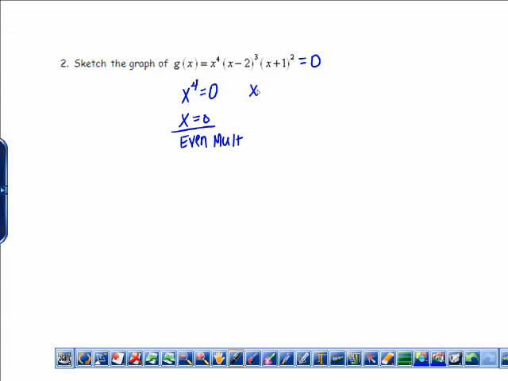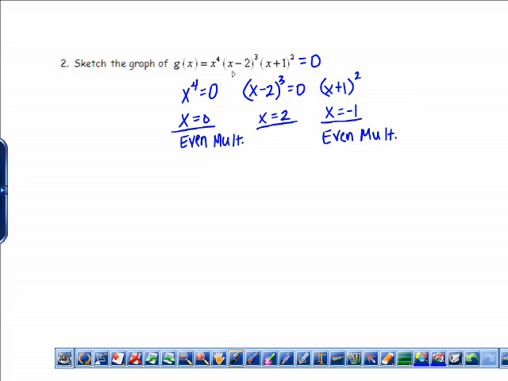Okay, if I set this term, x minus 2 cubed, equal to 0, I'm going to get x equals 2. But this multiplicity is odd, so you don't even need to write that, because that means it's just going to behave like a regular root. Okay, the last one, x plus 1 squared. We get x equals negative 1. And this, again, has a squared. It has an even multiplicity. There's lots of things in math where you talk about even and odd, and this is one of them where that really makes a difference.